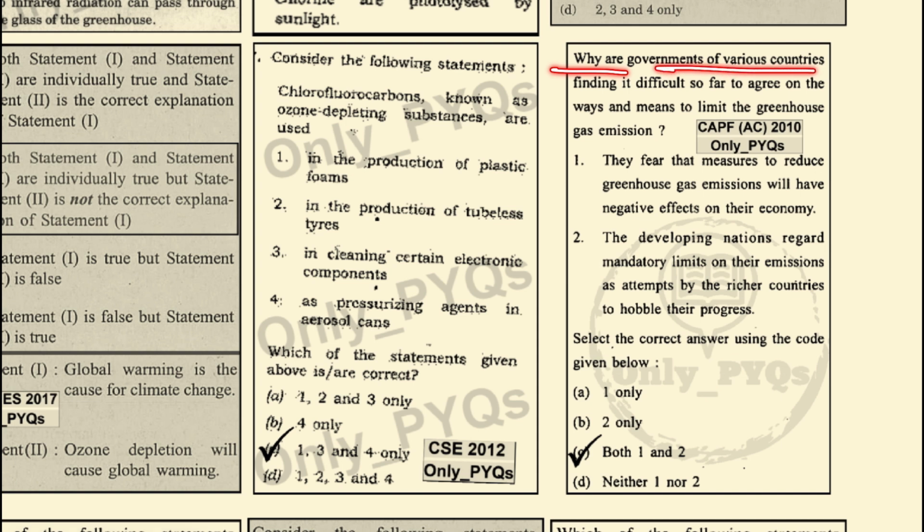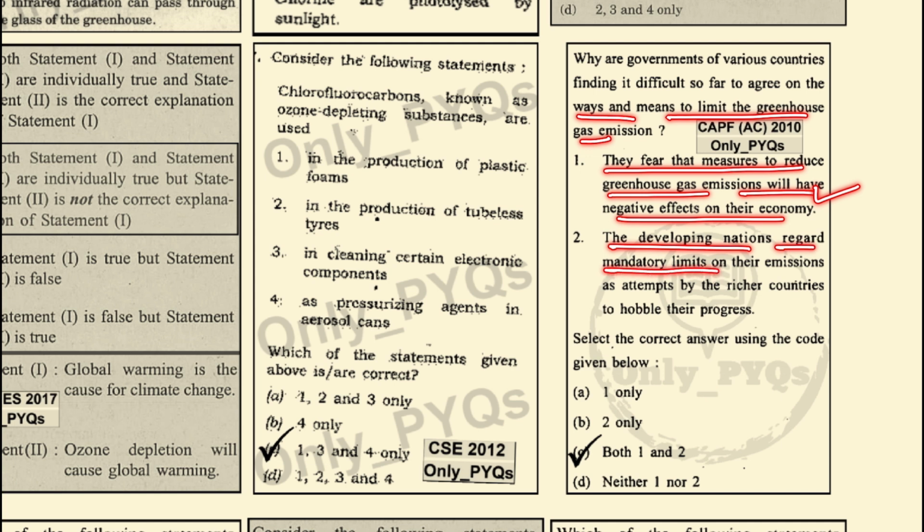Why are governments in various countries finding it difficult so far to agree on the ways and means to limit greenhouse gases? Because they fear the measures to reduce greenhouse gas emissions will have negative effects on their economy. Yes, this is absolutely right. The developing nations regard mandatory limits on their emissions as attempts by many richer countries to hobble their progress. This is also correct. So both 1 and 2 are correct.